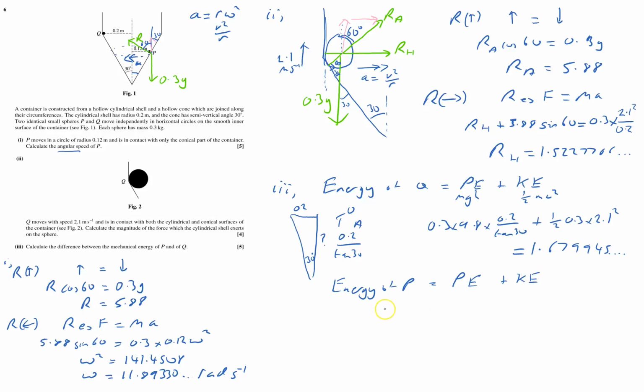And this time, the potential energy of this is going to be mass, 0.3, times g, 9.8, times 0.12 over tan 30, because the distance there is 0.12, plus a half, and m is still 0.3, times v squared. I don't know what v is, so I've got to work out v. I know that v equals r omega, so v equals r, which is 0.12, times omega, which we worked out earlier was 11.89 from down there, obviously keep more accuracy, and so v equals 1.427197.